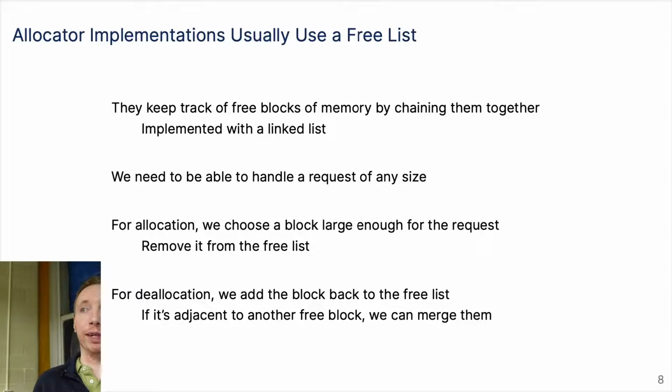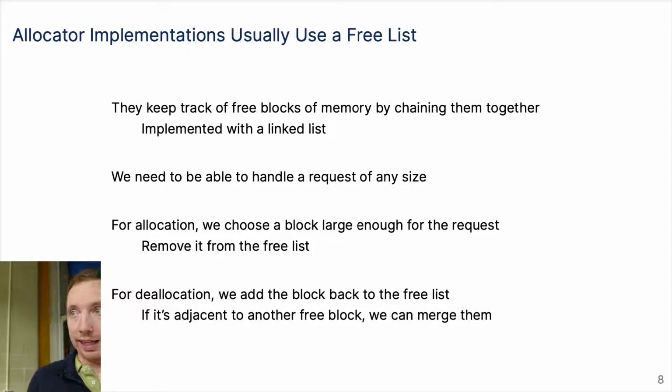So when you go to implement these allocation strategies, most allocator implementations actually just use a free list and keep track of the size of the blocks that it issues. It keeps track of the free blocks of memory by chaining them together in a big linked list. And we know we need to handle a request of any size. So for an allocation, we would choose a block that's large enough for the request, remove it from the free list, and now it would be used.